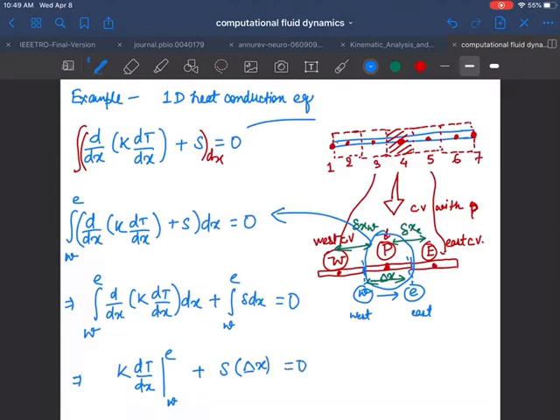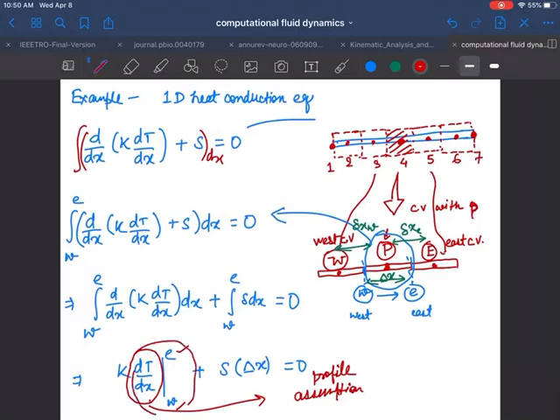Okay, now we are closer towards discretizing it, but the problem is we still need to deduce the value of dT by dx at E and W. So what we are going to do is make a profile assumption, right? What profile do we need to choose here? I think the slope at the faces, right? The slope at the faces.